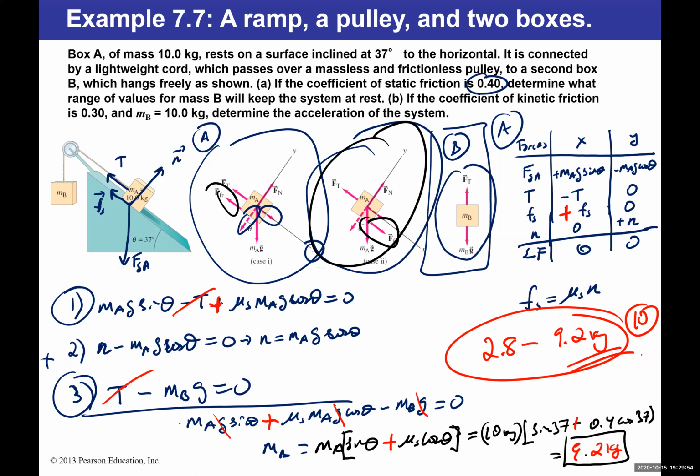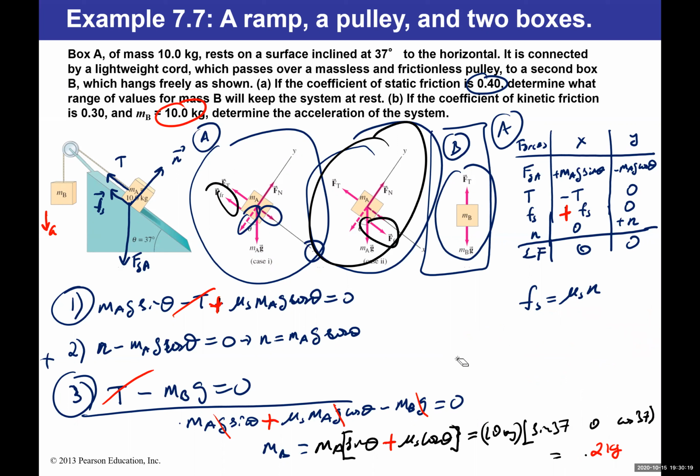That means B will be accelerating down and the mass of A will start sliding upward. What I'm saying here is 9.2 was the maximum that you can have for B to be in equilibrium. But if the mass of B is 10, like we're given in part B, then obviously you have a system that starts accelerating. So then let's look at that.